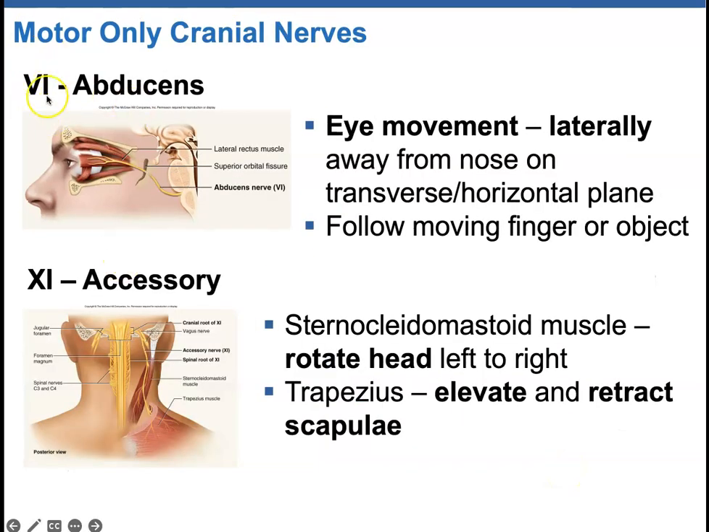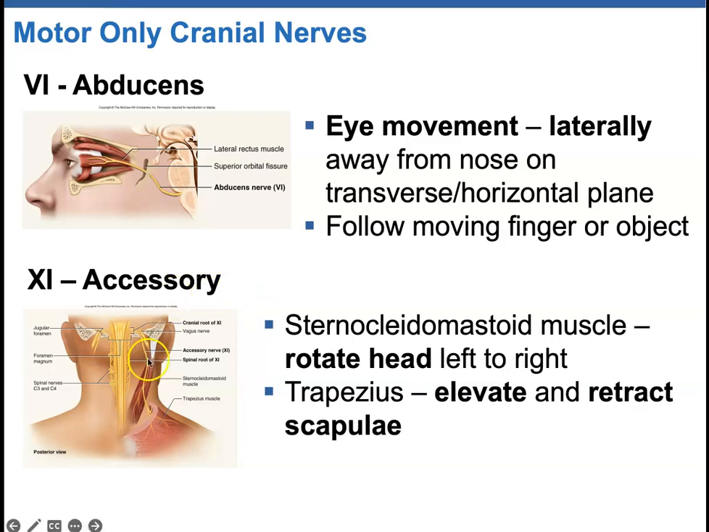Then the sixth cranial nerve, the abducens, innervates what's called the lateral rectus muscle, and this one allows for eye movement laterally. So when you hold your finger up with the patient in the transverse plane, have them look to the left and look to the right. The right eye should move to the right, and the left eye should move to the left. That is what you're seeing in terms of whether the abducens is working.